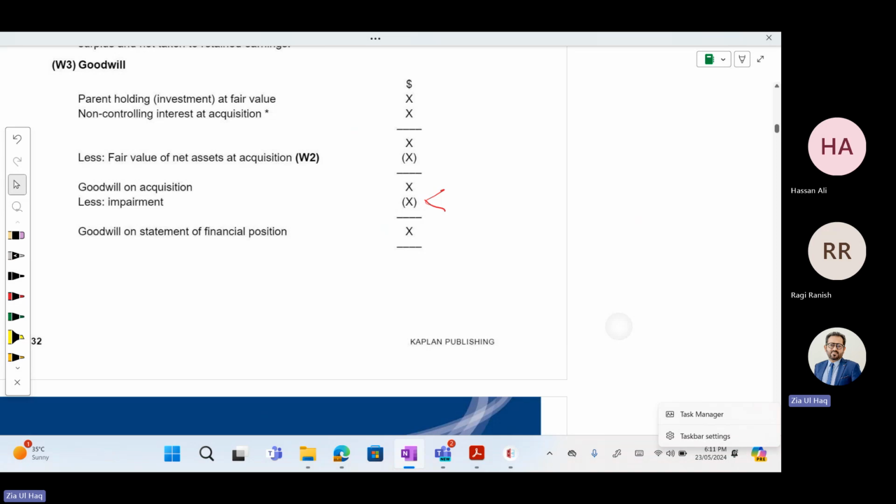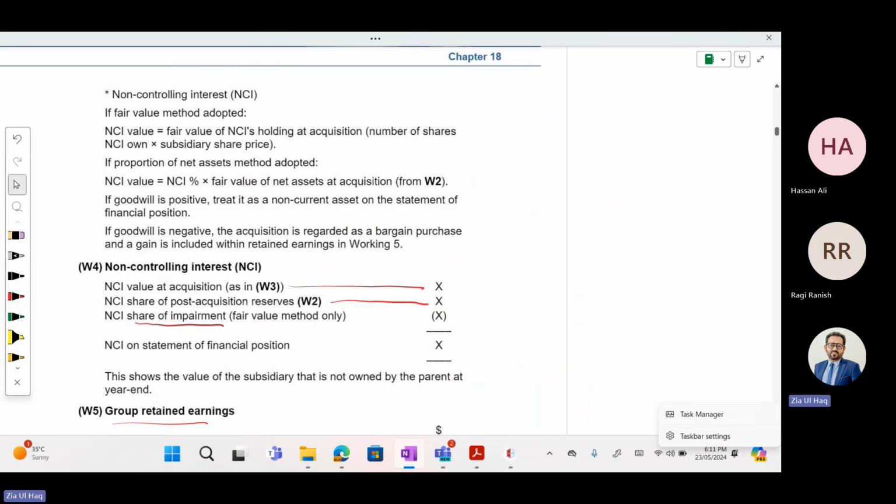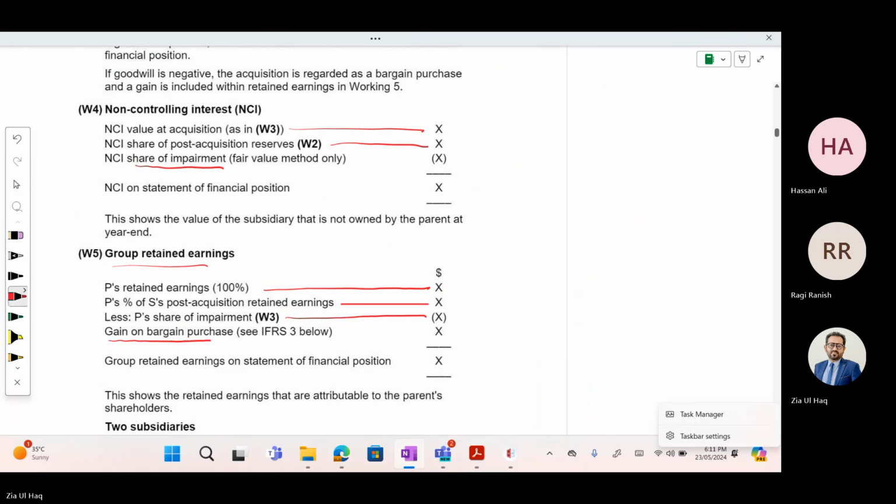If the goodwill amount is becoming negative, what does that mean? We paid less than the company's assets are worth. We paid less than the company is worth. We gained something. If the goodwill amount is negative, that will not be recorded as an asset. That will be added to the parent company retained earnings. It is also called gain on bargain purchase.